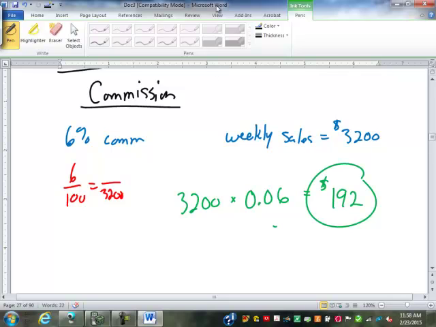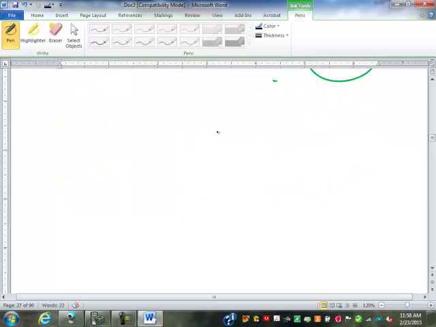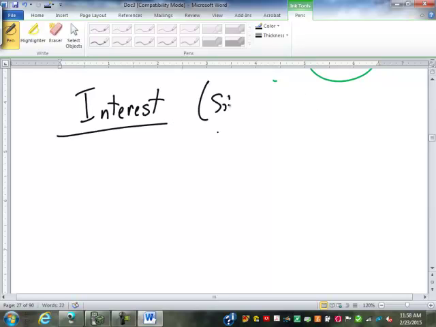Another application where the rate method is extremely common is in interest. In fact, we're going to start out with simple interest. The simple formula for that is the amount of interest, I, is equal to the principal, which is the amount of money you either invested or the amount of money you borrowed, depending on where you're looking at, times the rate, which is your percent as a decimal, times your time. And your time is always expressed in years.